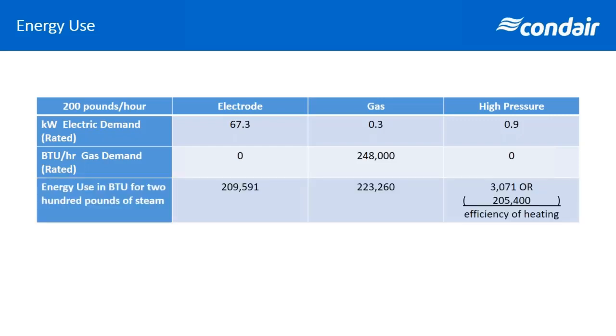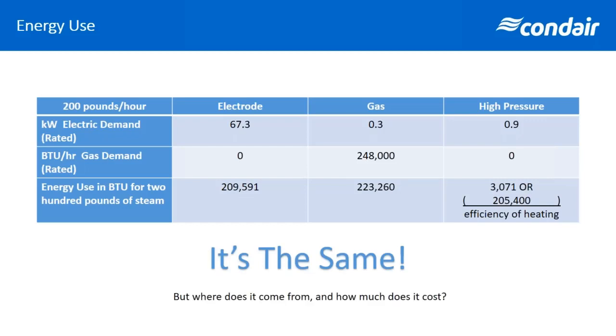So I put those together and we put it all into BTU. So that would be for 200 pounds of steam. All of them are roughly the same. You'll notice we have 210,000, 220,000, 205,000. It's all the same. The real question is, where does that energy come from and how much does that energy cost?